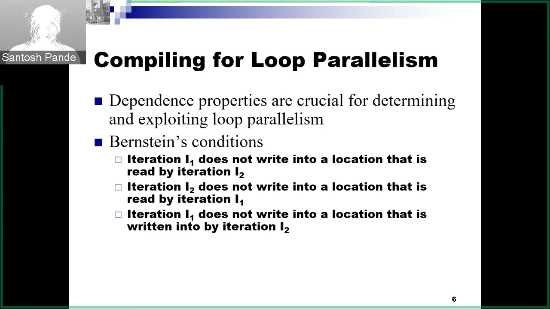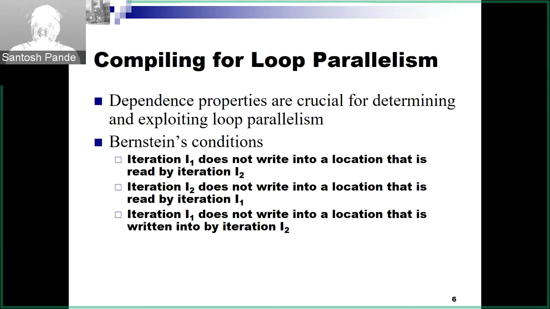The third one is very similar, which is preserving the output dependencies. If I1 and I2 write into a location which is supposed to be rewritten by the other, then the relative order of writes will be violated. And as with the previous condition, output dependence will get violated. So in order to have parallelization, the sets of memory locations which are written by the different iterations should be disjoint. That is the premier condition for parallelization.